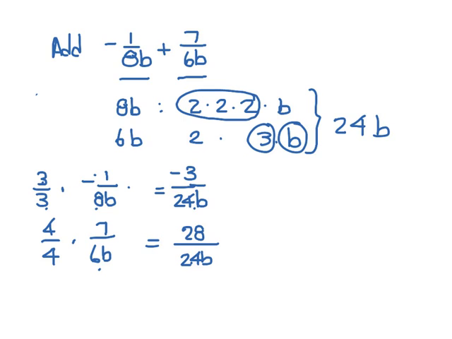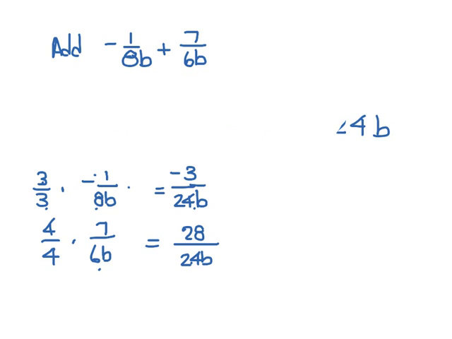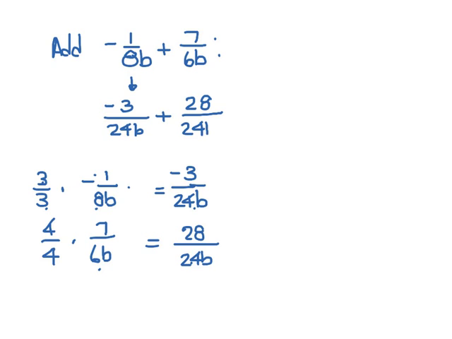So now we have to rewrite our rational expressions in terms of the same denominator. So our negative 1 over 8b became negative 3 over 24b, and our 7 over 6b became plus 28 over 24b. Now we have the same denominators, right?